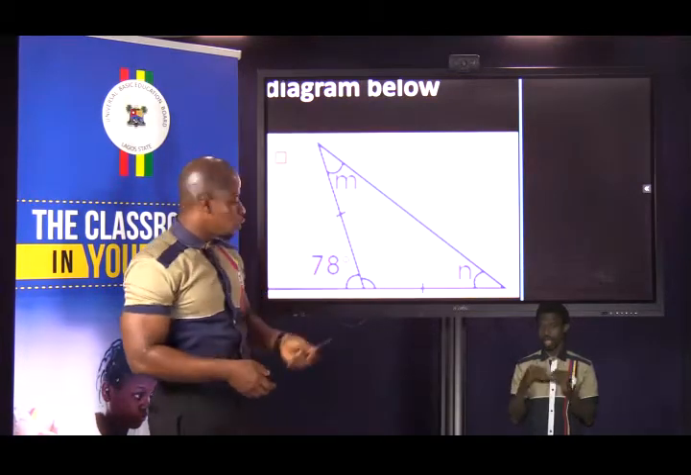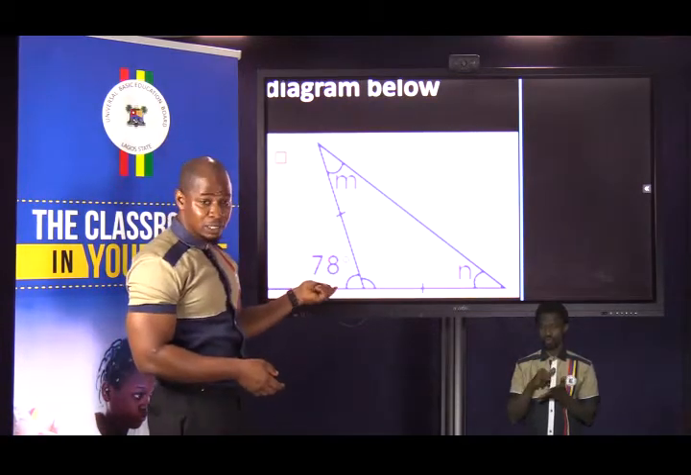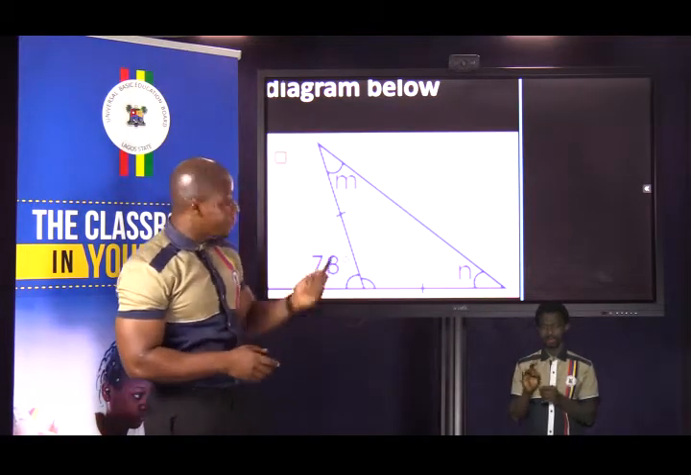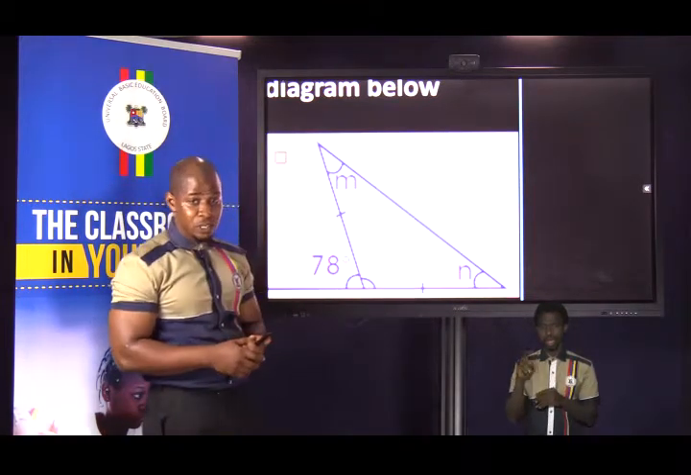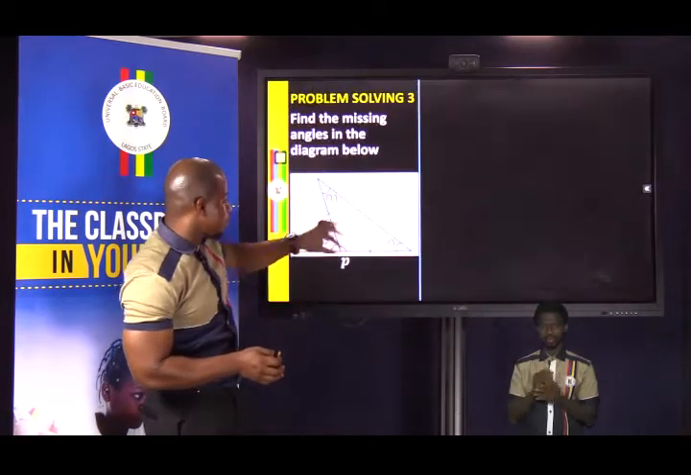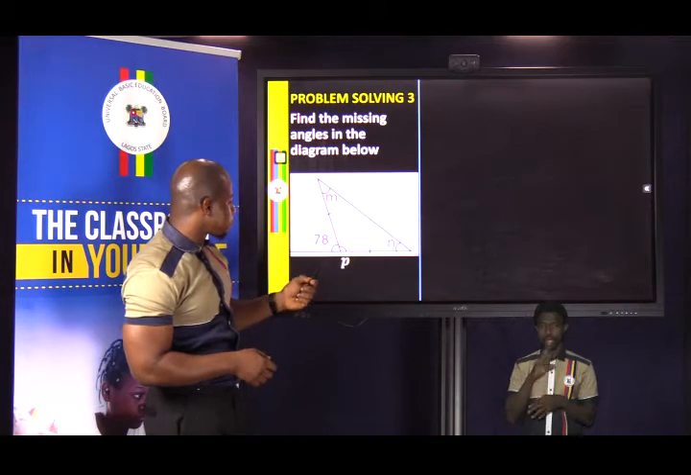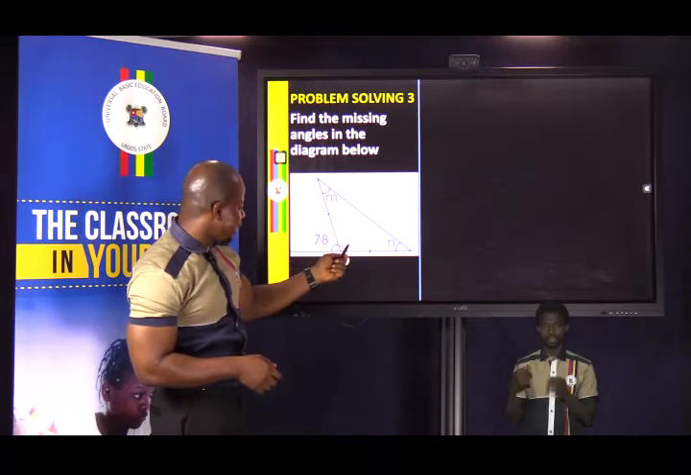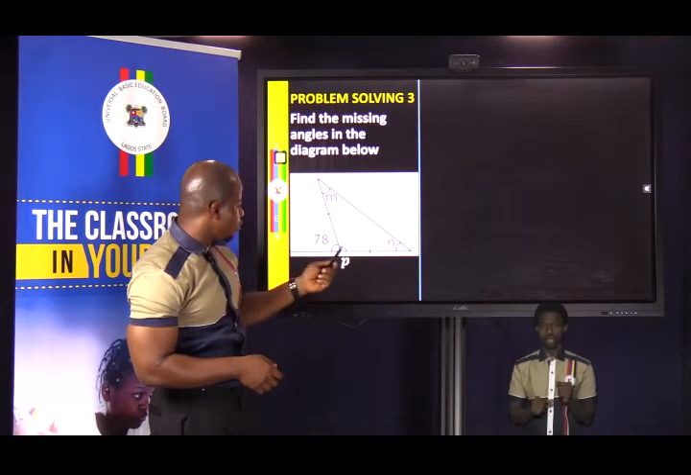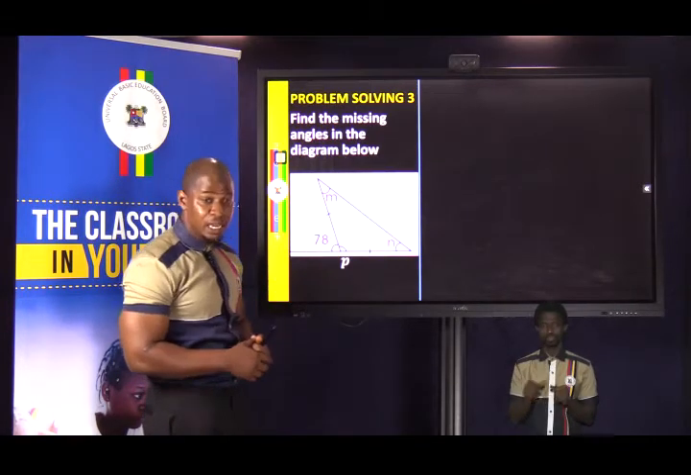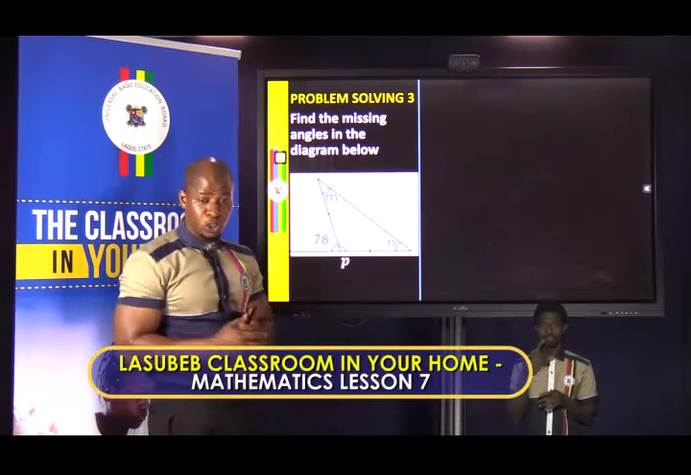So what do we know? We know the exterior angle here is 78 degrees. We also know that M and N are also equal because this triangle is an isosceles triangle. This is what we will work with. So what we're going to do now is that if we can find this angle, we should be able to find the remaining two angles. But can we find this angle inside? But of course, we can.